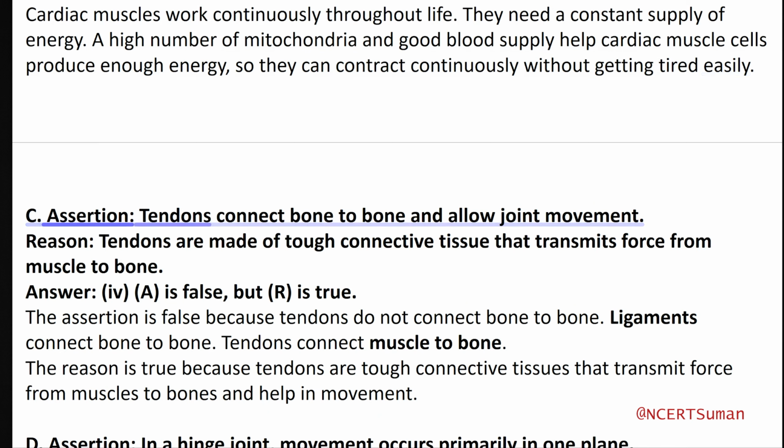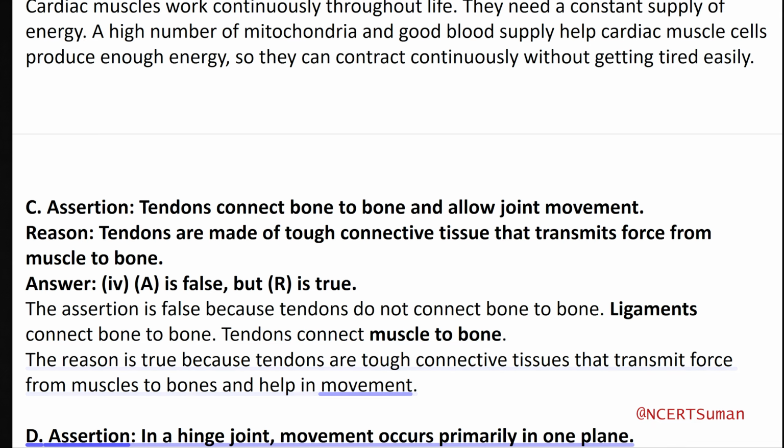C. Assertion: tendons connect bone to bone and allow joint movement. Reason: tendons are made of tough connective tissue that transmits force from muscle to bone. Answer: 4. A is false, but R is true. The assertion is false because tendons do not connect bone to bone. Ligaments connect bone to bone. Tendons connect muscle to bone. The reason is true because tendons are tough connective tissues that transmit force from muscles to bones and help in movement.